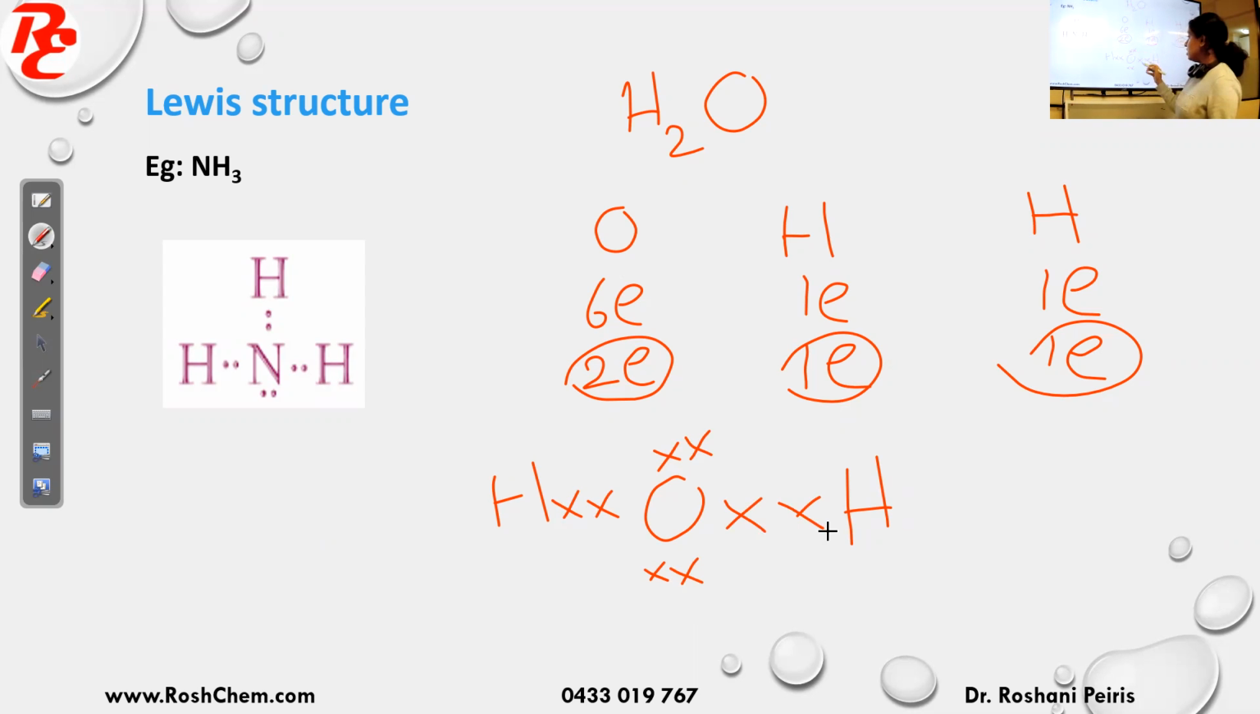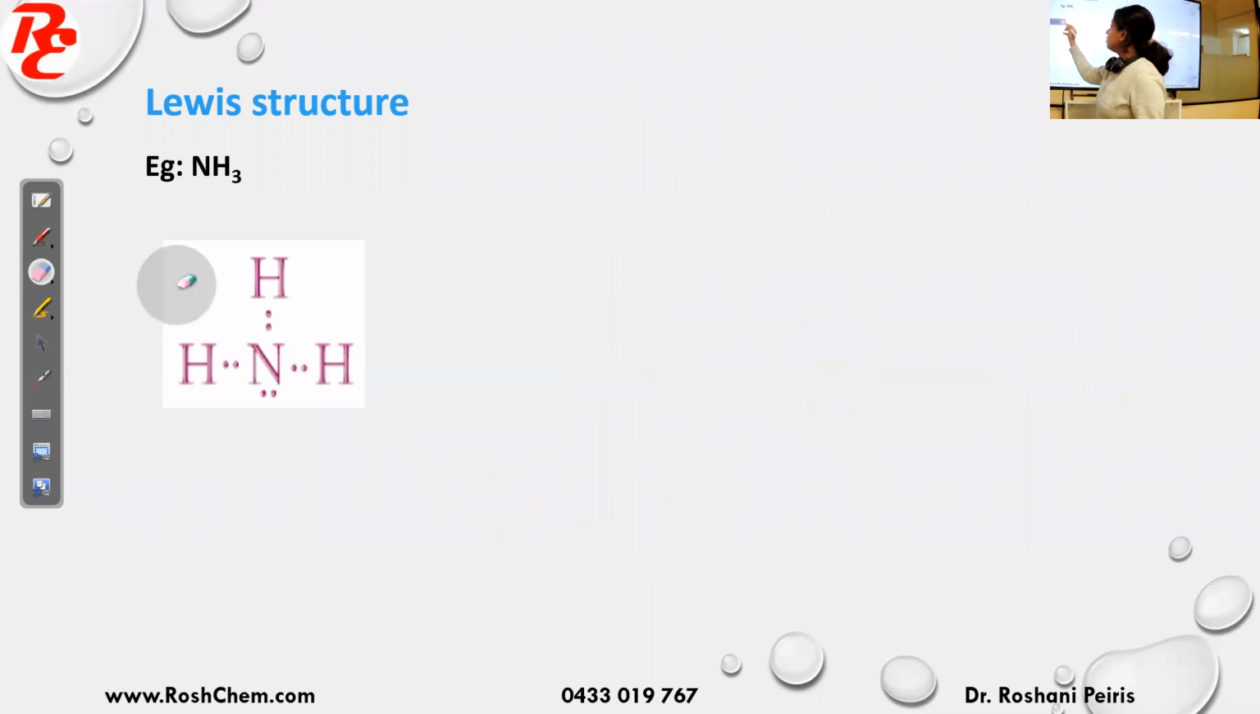Now you can see around oxygen you have 2, 4, 6, and 8 electrons. That oxygen atom became stable, and the hydrogen atoms also became stable by having 2 electrons in the outer shell. This is called the Lewis structure. Sometimes I can say electron cross diagram, or electron dot diagram, or electron dot and cross diagram. Now we will see how to draw the valence structure.